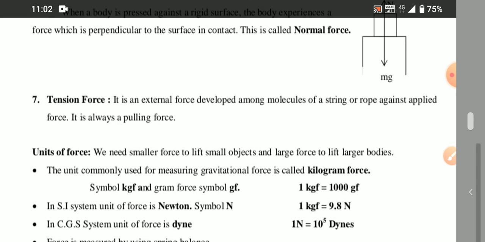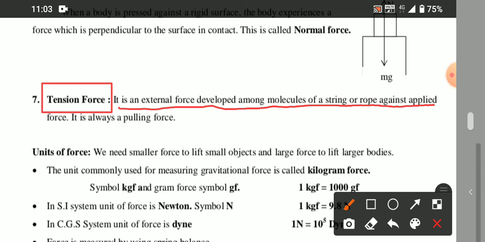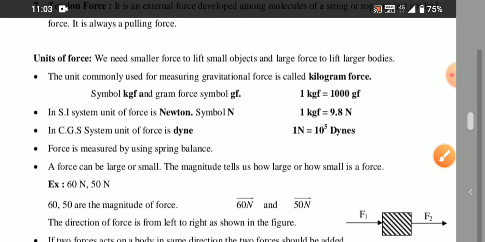Here is another force given, that is tension force. It is an external force developed among the molecules of a string or rope against applied force. It is always a pulling force. Tension force is always a pulling force.